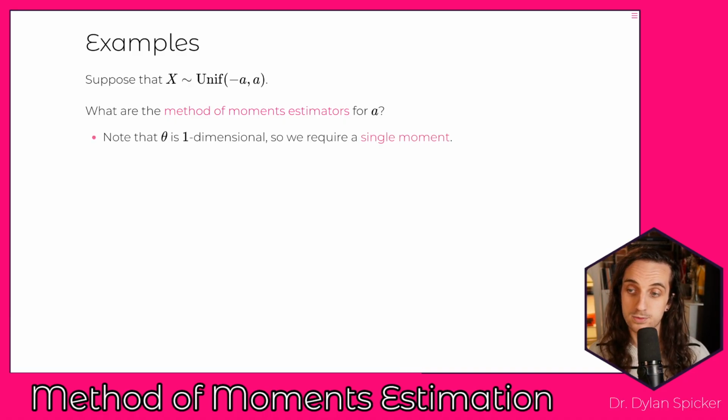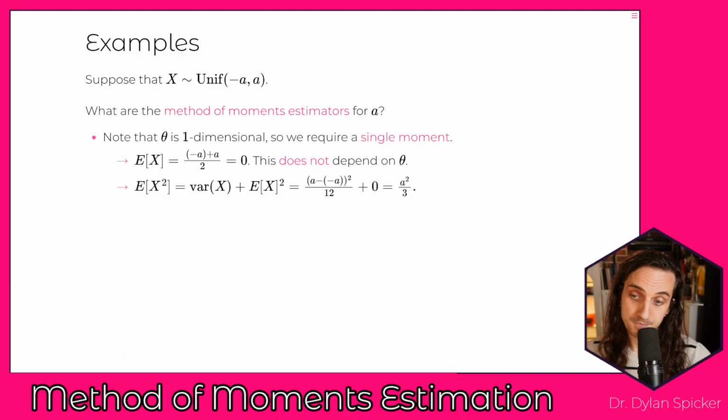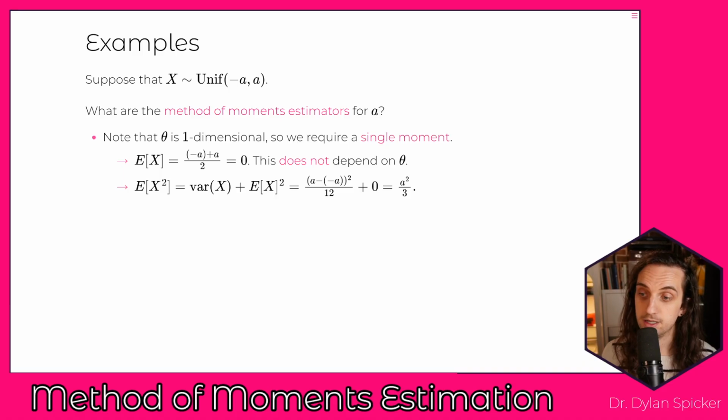Okay, so theta is one-dimensional, so we require a single moment. The expected value of x, that first moment, is 0, so it does not depend on theta. So we get the second value here, which is going to be the variance because the mean is equal to 0, right? And so that gives us a squared over 3.